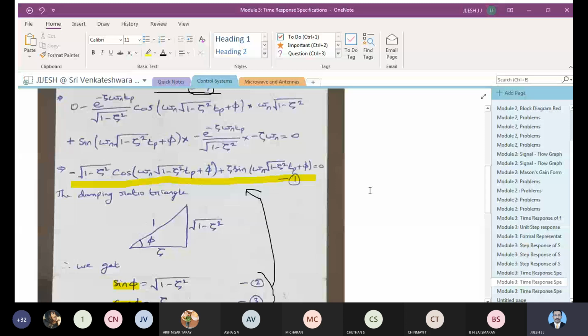I think it is clear for all of you till this: minus root of 1 minus zeta square cos of omega and root of 1 minus zeta square Tp plus phi, plus zeta sine omega and root of 1 minus zeta square Tp plus phi is equal to 0. Is that clear for everyone till there? Is it clear for all of you? Yes, sir. Okay.